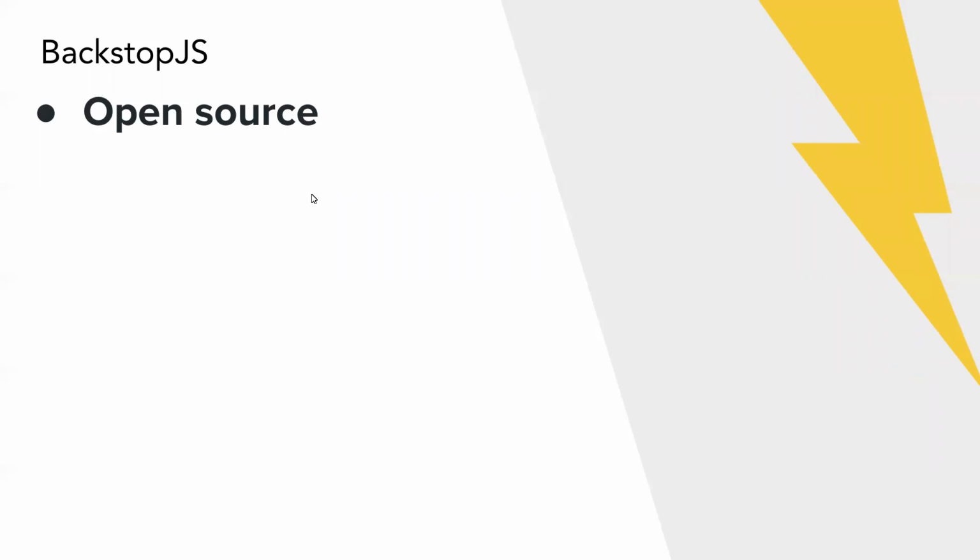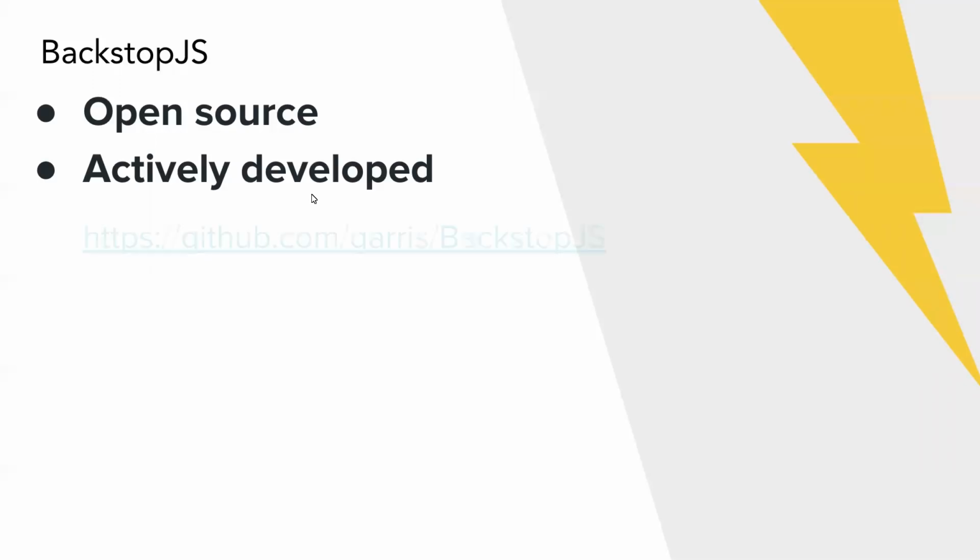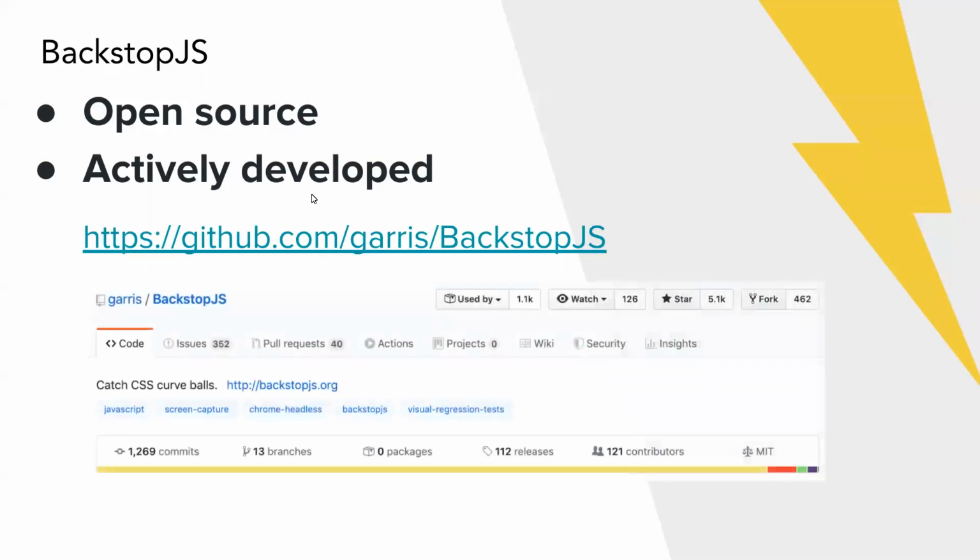So why is backstopjs a good choice if you're going to be using it for visual regression testing? First of all, it's open source, and compared to the other choices that I showed earlier, backstopjs is being actively developed. Some of the choices that I showed earlier are not being actively developed at the moment. You can see there's about 5,000 stars and 400 forks, and there's a lot of contributors. So this is a pretty active project, and it's a good choice for us to use as a tool.